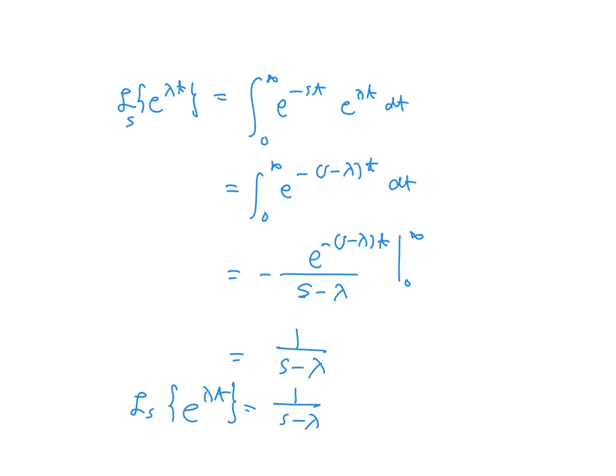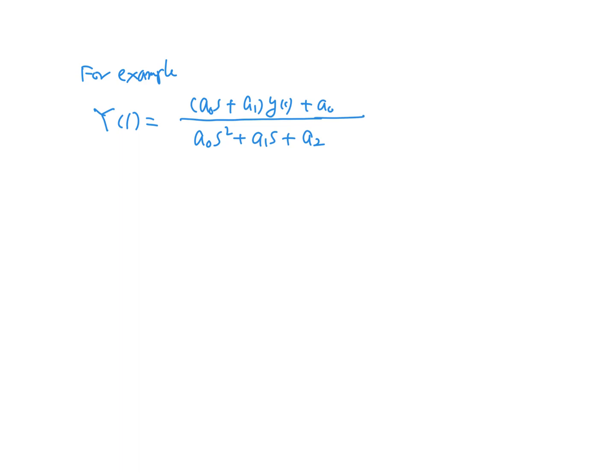So before constructing more tables, let's just try to find a solution using this simple table. So maybe I can move on. For example, y over s was a0 s squared plus a1 s plus a2, a0 s plus a1 y0 plus a0 y prime 0, right? f over s, a0 s squared, a2.